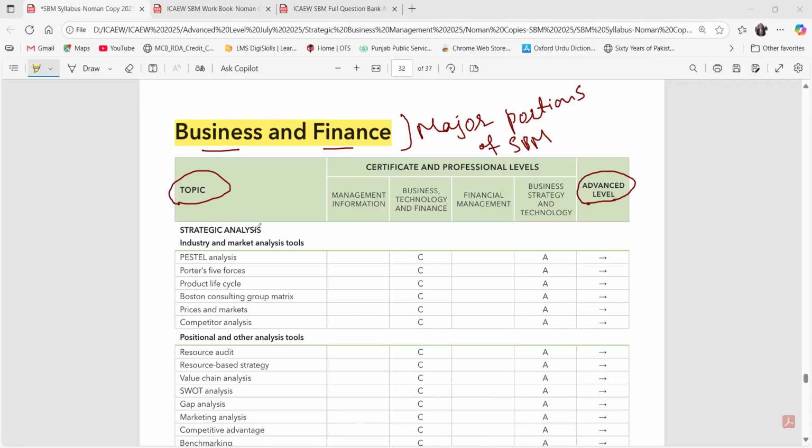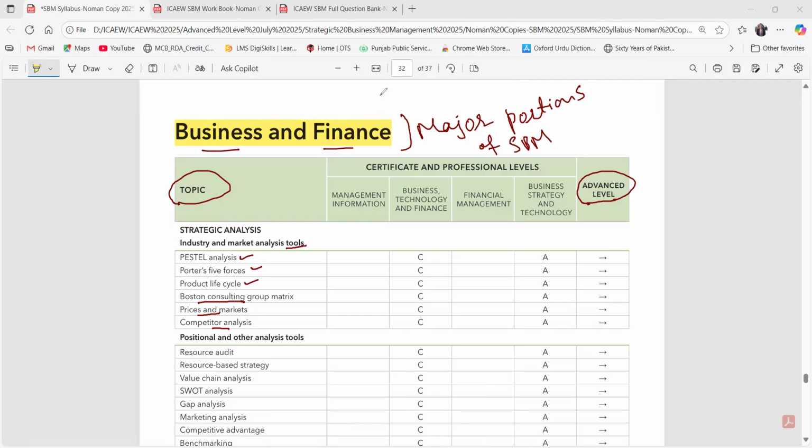Starting with strategic analysis. In strategic analysis, what we should cover, starting with industry and market analysis tools: how we can analyze our industry and assess our dynamic environment. There are different tools available. We have PESTEL, Porter's Five Forces, Product Life Cycle, Boston Consulting Group (BCG), prices and markets, and then competitor analysis as well. These are a few topics that we should cover to analyze our industry and market.